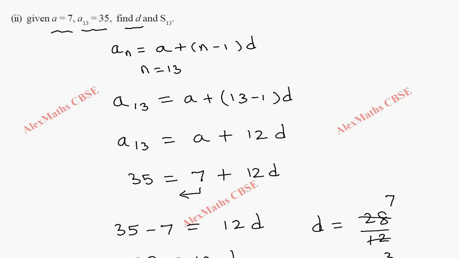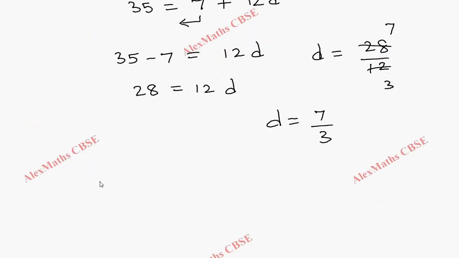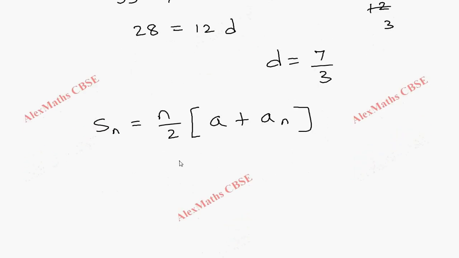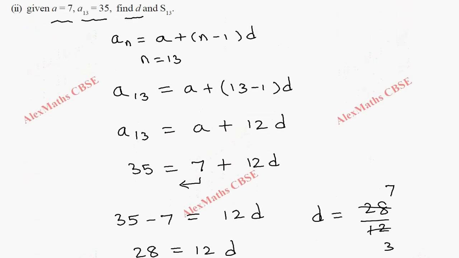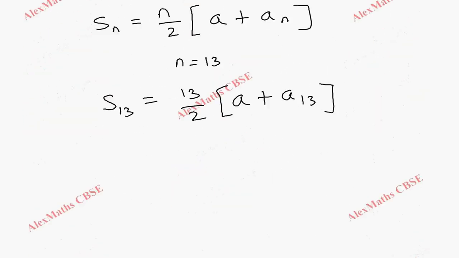We have to find S13 and once again the Sn formula we are going to write. We are going to write the second formula, that is n by 2 into (a plus an), because we know the value of n which is 13. By substituting 13 here, it becomes S13 equals 13 by 2 into (a plus a13). Since we know the value of a13, we can use this formula directly. a13 is 35 and a is 7.